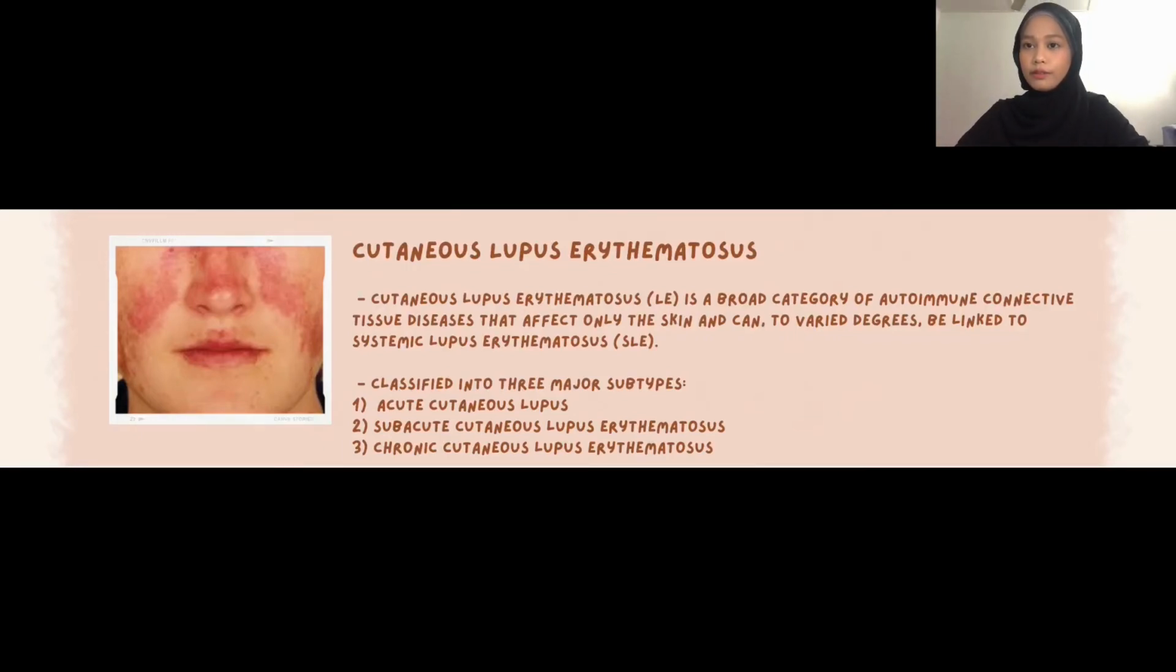I'm from BCT program and I will be presenting about cutaneous lupus erythematosus, short for CLE. CLE is a broad category of autoimmune connective tissue diseases that affect only the skin. CLE can be classified into three major subtypes: acute, subacute, and chronic cutaneous lupus erythematosus.